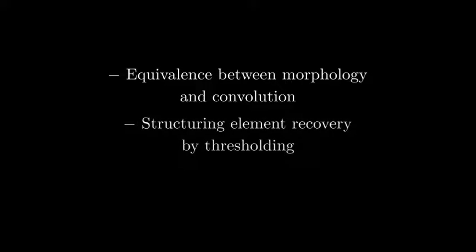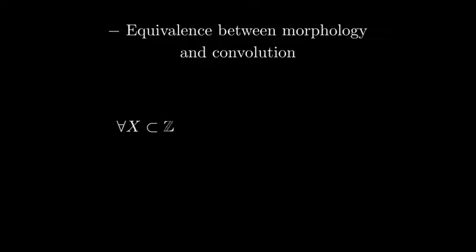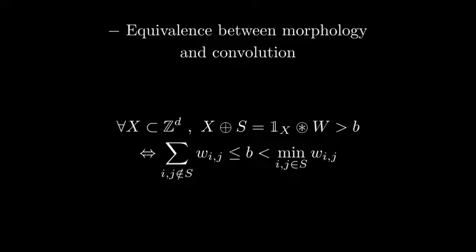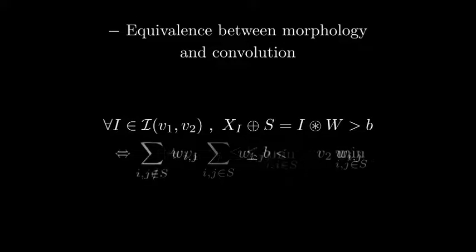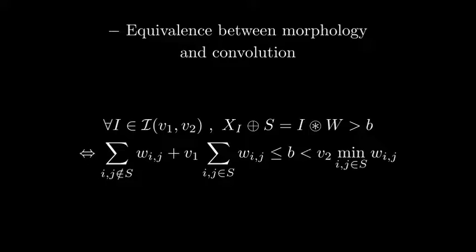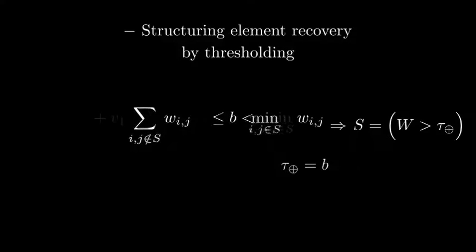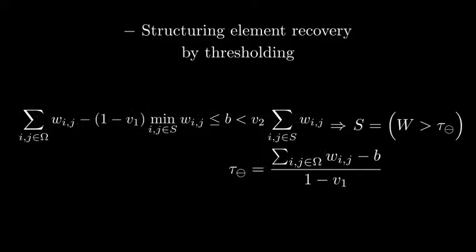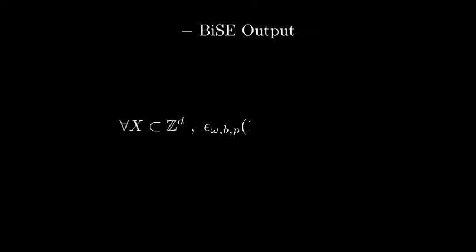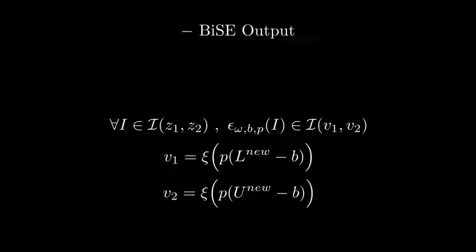Let's look at our previous results and see how they can be adapted to almost binary images. First, the equivalence between morphology and convolution can be rewritten in almost binary form. Then a new inequality can be derived taking into account V1 and V2. The same can be done for the erosion. Then, the structuring element recovery by thresholding can also be adapted by changing the threshold and adapting it with V1 and V2. Finally, if the B's is activated, the output of an almost binary image is also almost binary.